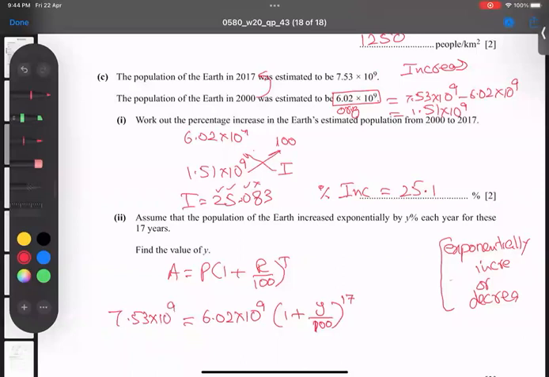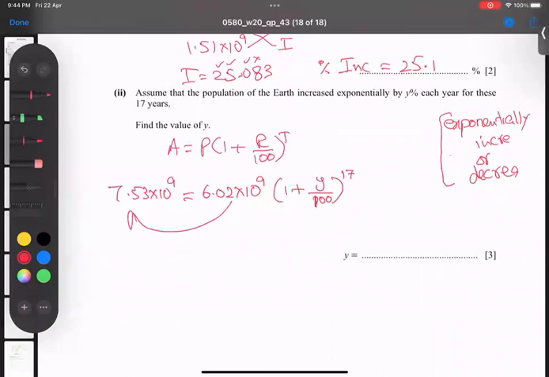Now what will happen? This will divide first of all. So let me divide first: 7.53 × 10^9 divided by 6.02 × 10^9. So it turns out to be 753 by 602 equals 1 + y/100. If I take a fraction, the answer becomes more accurate.